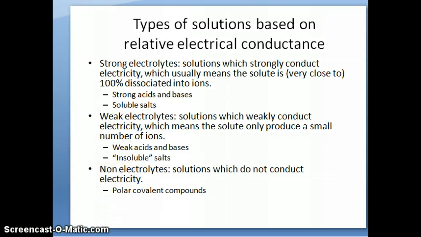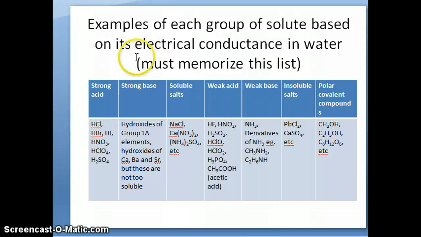Okay, so let's take a look at the various examples of these strong electrolytes, weak electrolytes, and non-electrolytes. This is a table that shows you some examples. Things that belong in the strong acid column are all of these species. We'll talk a little more about them when we get to the acid-base part of this chapter. Strong bases are all of these: the hydroxides of group 1A elements, meaning sodium hydroxide, potassium hydroxide, lithium hydroxide, and so on, and the hydroxides of calcium, barium, and strontium. They're strong bases, but their solubility is usually fairly low.